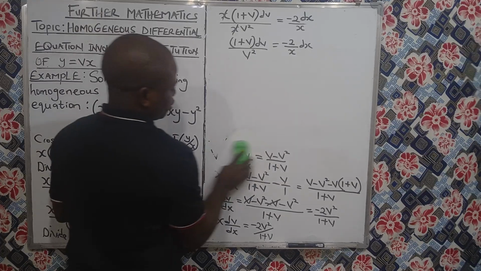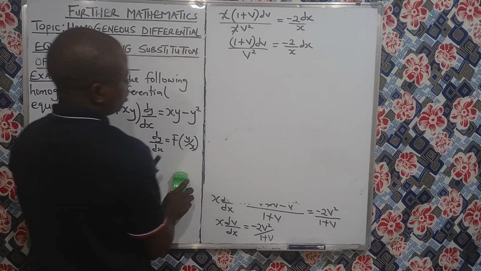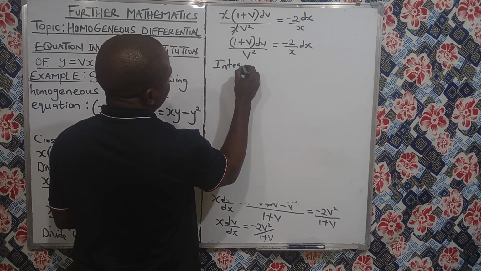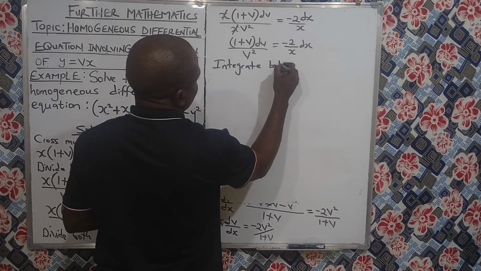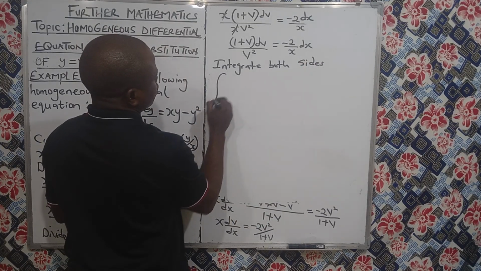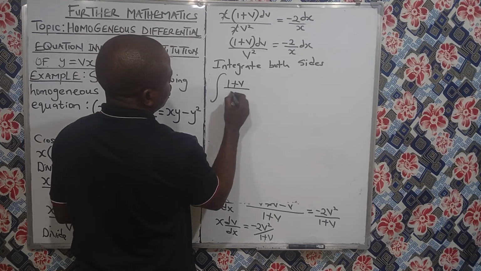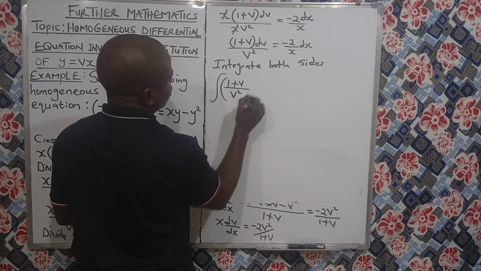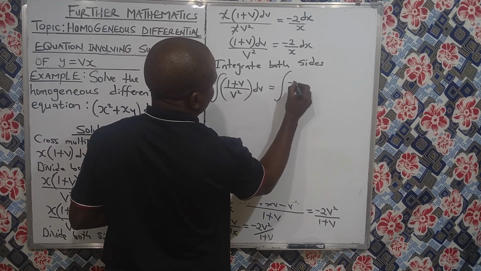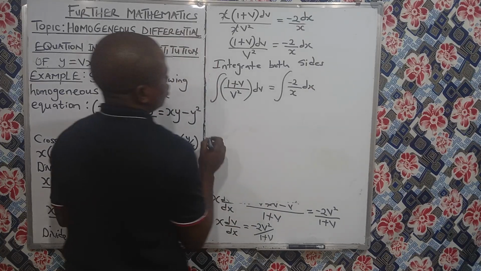You can now integrate both sides. Now the integral of (1 plus v) over v squared dv equals the integral of minus 2 over x dx.